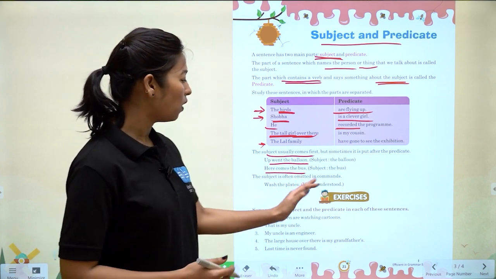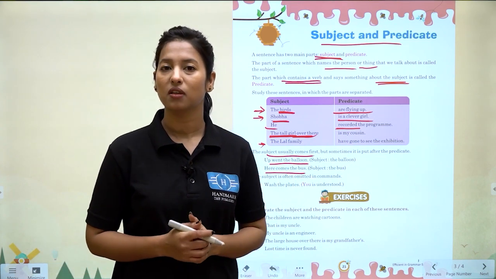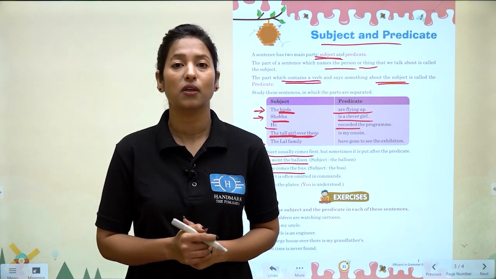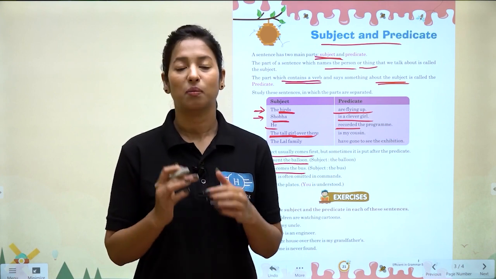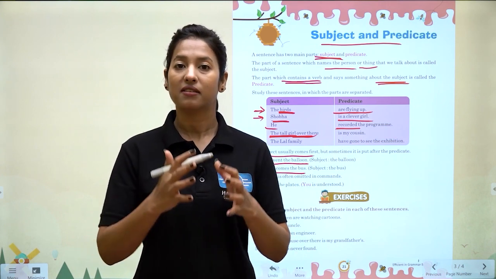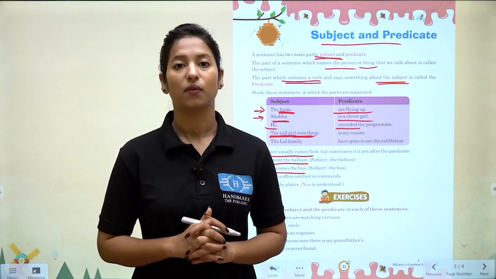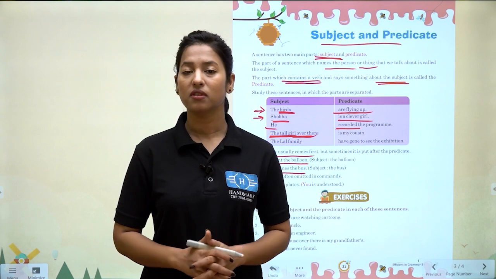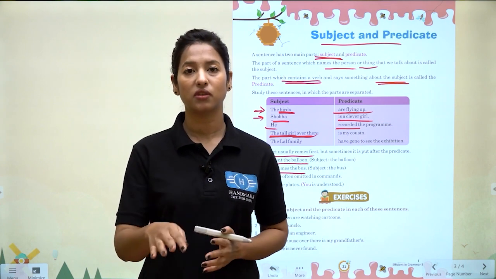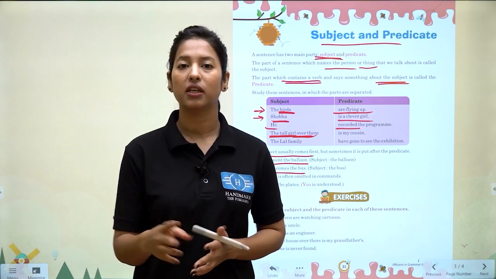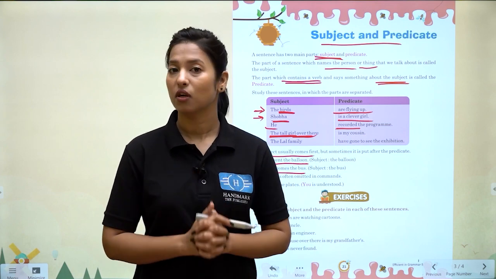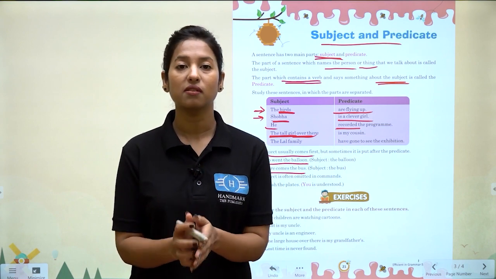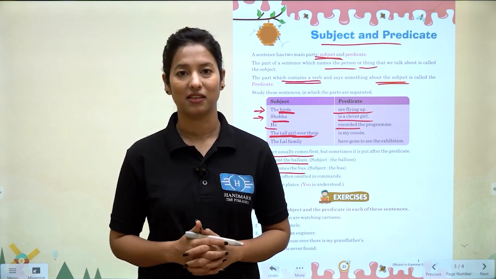The subject is often omitted in commands. What does it mean? Whenever we give commands to someone, we usually do not use any specific subject because in these kinds of sentences, the subject is understood. For example, if I tell you, stand up, I won't say you stand up or you sit up, you eat, you read, you go out from there. It is not said. Usually we omit you because the subject you is already understood in these kinds of sentences.